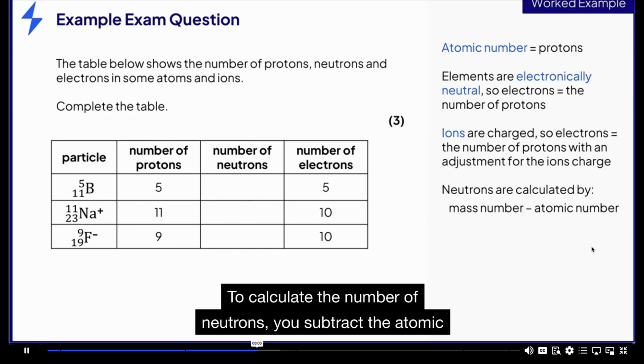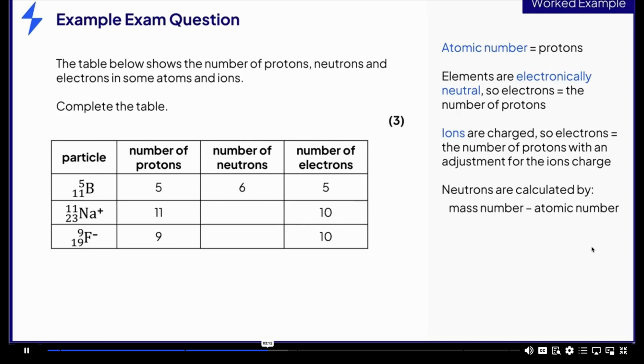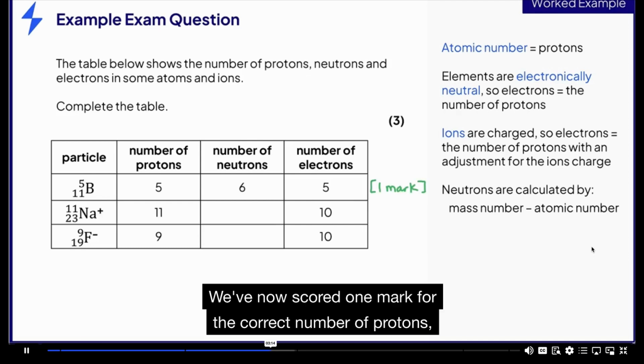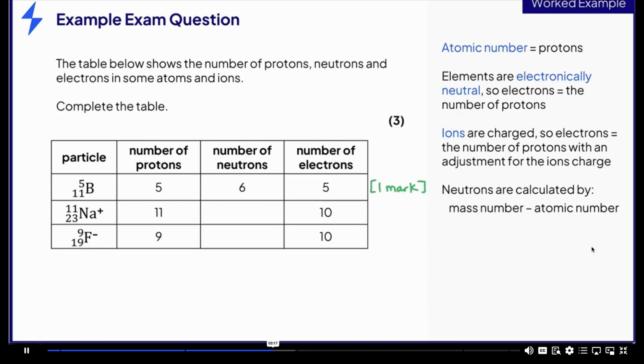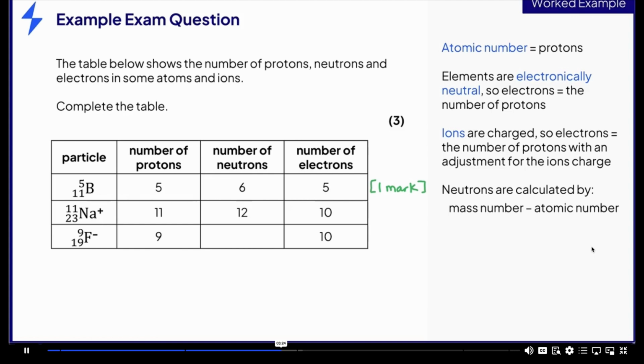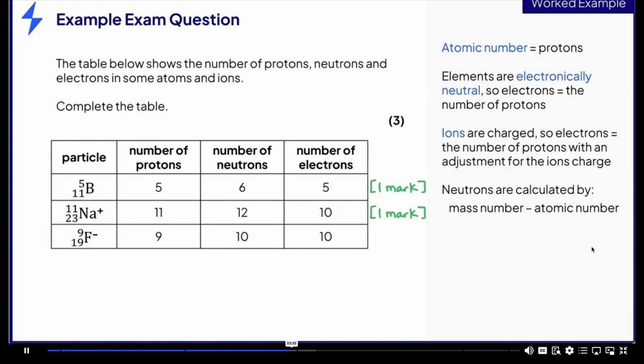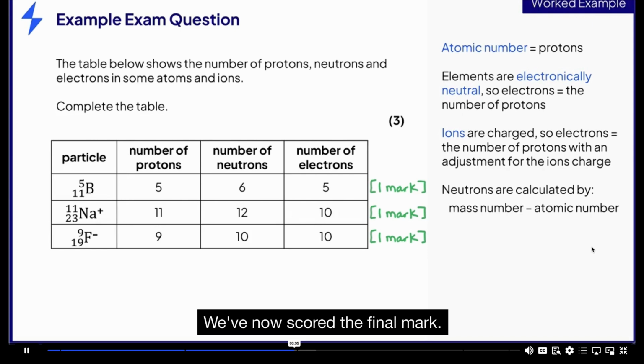To calculate the number of neutrons, you subtract the atomic number from the mass number. For boron, 11 minus 5 equals 6 neutrons. We've now scored 1 mark for the correct number of protons, neutrons and electrons in boron. For the sodium ion, 23 minus 11 equals 12 neutrons. We've now scored the 2nd mark. For the fluoride ion, 19 minus 9 equals 10 neutrons. We've now scored the final mark.